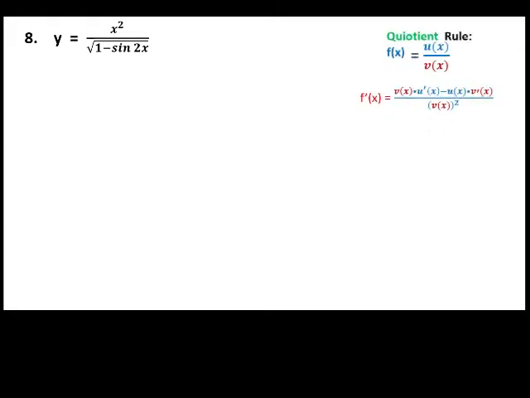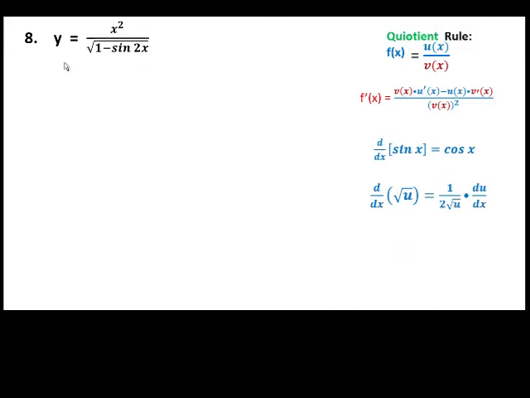Next, find the derivative of y equals x squared over square root of 1 minus sine 2x. So this is a quotient. We will use the quotient rule, and our denominator is a square root. The function present there is sine x, so its derivative is cosine x, and we have the denominator square root of 1 minus sine 2x. So this is our derivative.